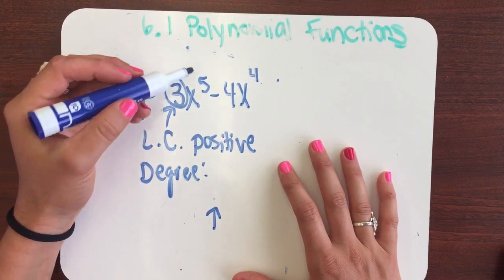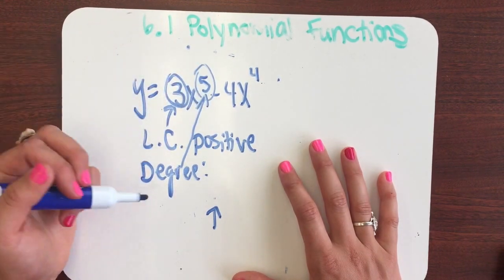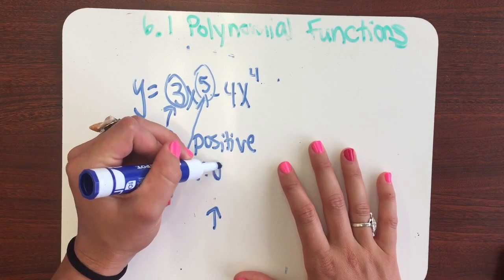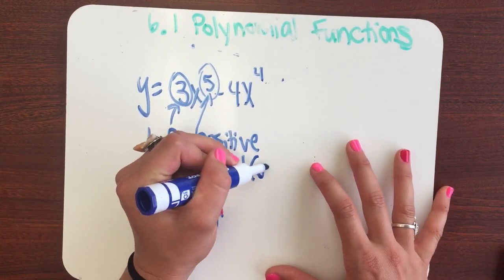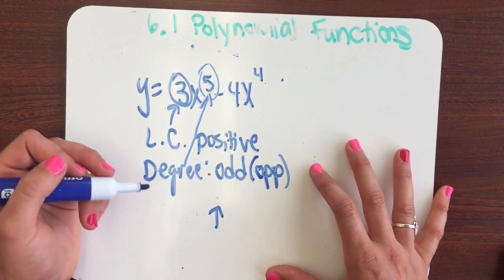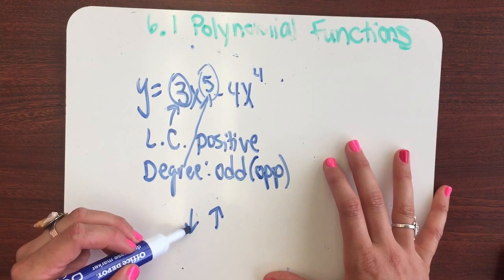Then we look at the degree. The degree is 5, so that's odd. So when the degree is odd, it's opposite directions. So the left side will go down. So the end behavior is down, up.